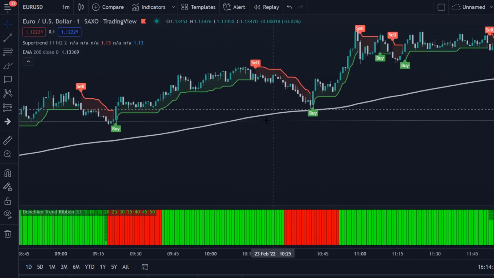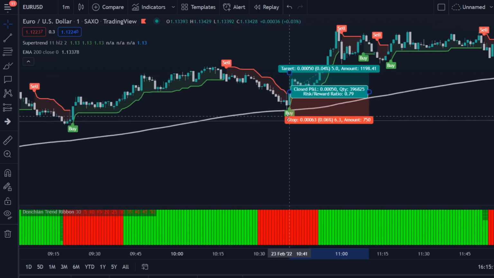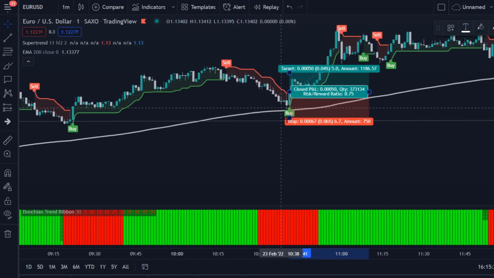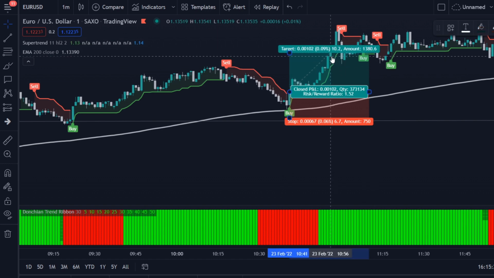This is another example. So we have the 200 exponential moving average over here. The price is above the 200 exponential moving average. We drop down, we see that the donchian trend ribbon shows red bars. We also see that the price is almost hitting the 200 exponential moving average, and then we are waiting for a super trend indicator buy signal. So we grab the long position tool, we take the trade over here, we place our stop loss slightly below the latest low, which is here, and then we're looking for a 1.5 to 1 risk reward ratio trade, and that is about here, and this was a nice winning trade.